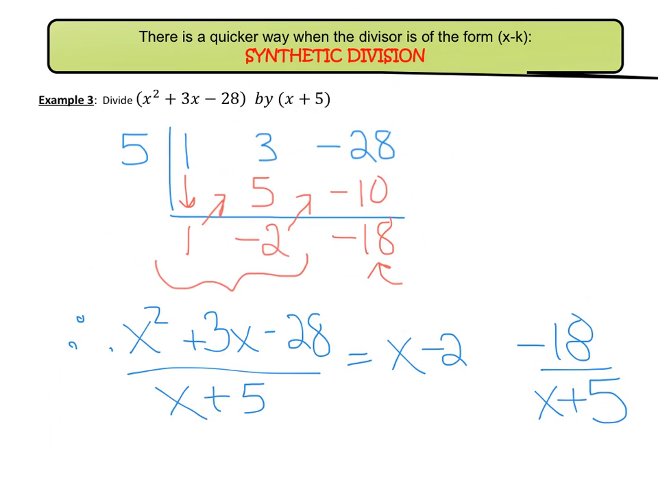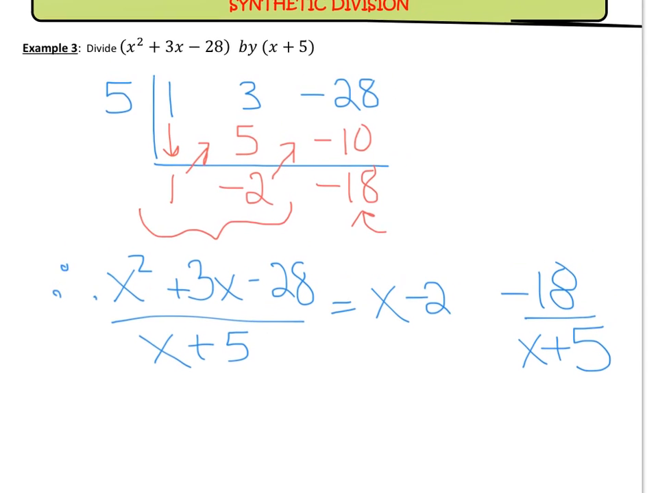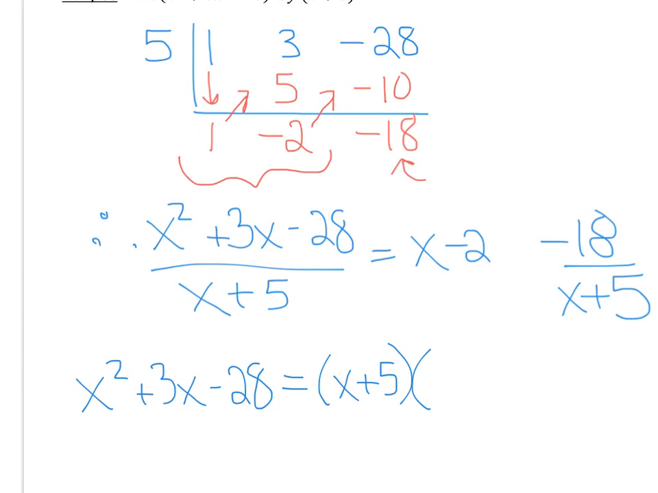Or similarly, we could check by x squared plus 3x minus 28 equals our x plus 5, our divisor, times our quotient, minus 18. And both of those statements are true.